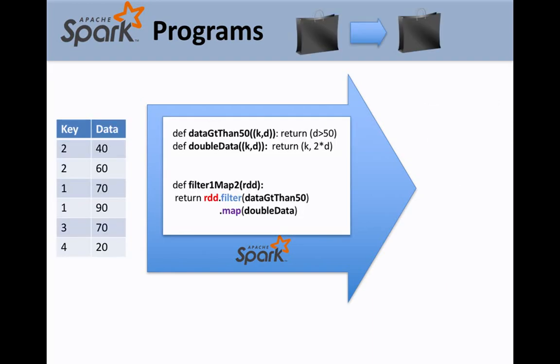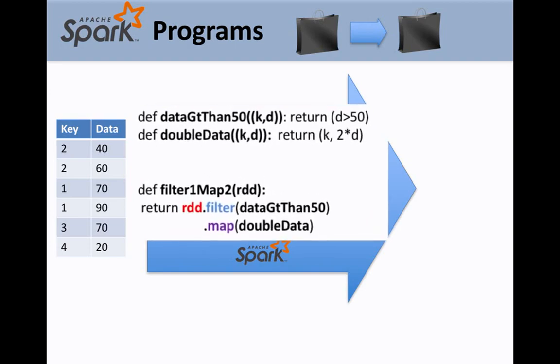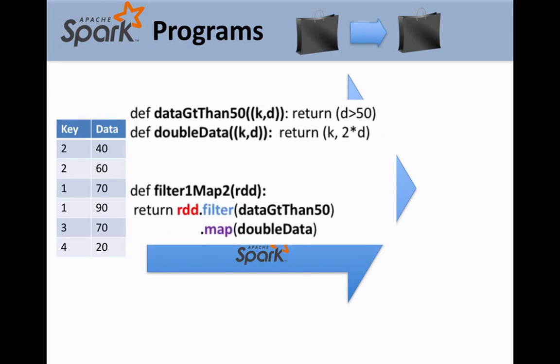So let's look at some examples. Let's look at a simple Spark program that tries to filter a set of tuples, a multi-set of tuples. You can see that although this is called the key, and this is the Spark nomenclature, it's not really a key because the same key can appear twice. So for every key, you have a data. And we want only the tuples which contain data greater than 50. And we want to then double the data.